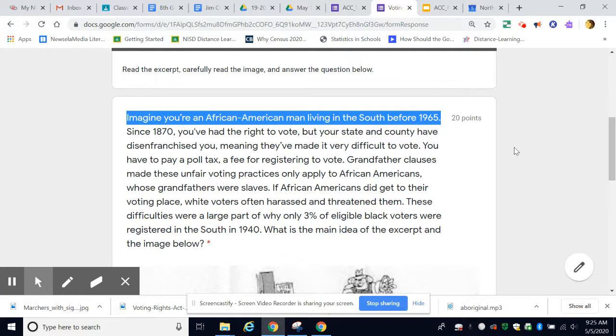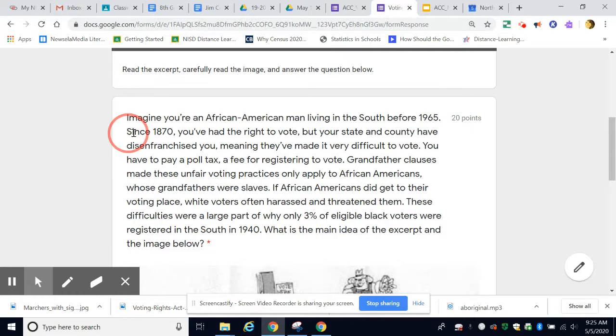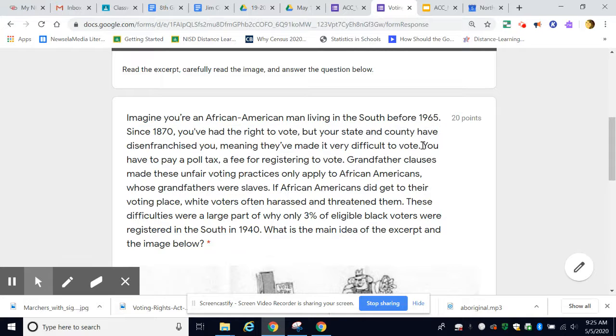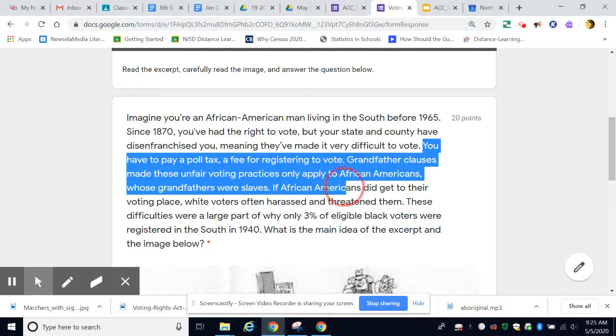Imagine that you are an African American man living in the South before 1965. Since 1870, you've had the right to vote, but your state and county have disenfranchised you, meaning they've made it very difficult to vote. You have to pay a poll tax, a fee for registering to vote. Grandfather clauses made these unfair voting practices only apply to African Americans whose grandfathers were slaves.